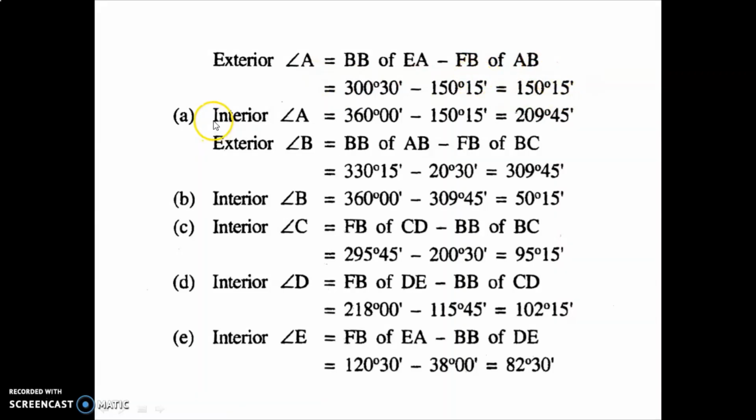So interior angle A is equal to 360 degree minus 150 degree 15 minute. You will get your answer 209 degree 45 minute. Okay. In the same way we can see angle B. I don't remember right now whether it is interior or exterior; you just remember your figure. So in the same way, calculate the angle B.